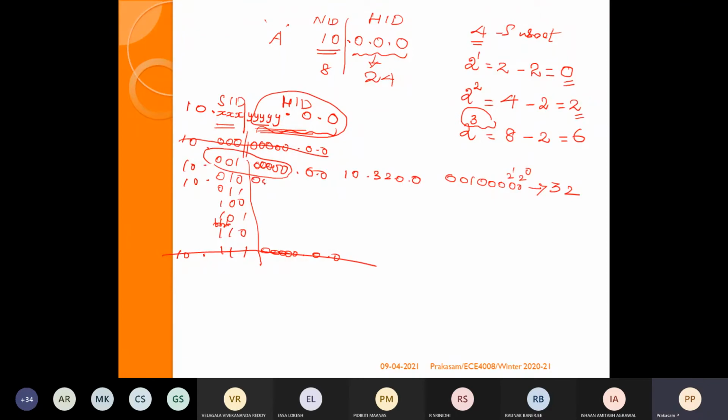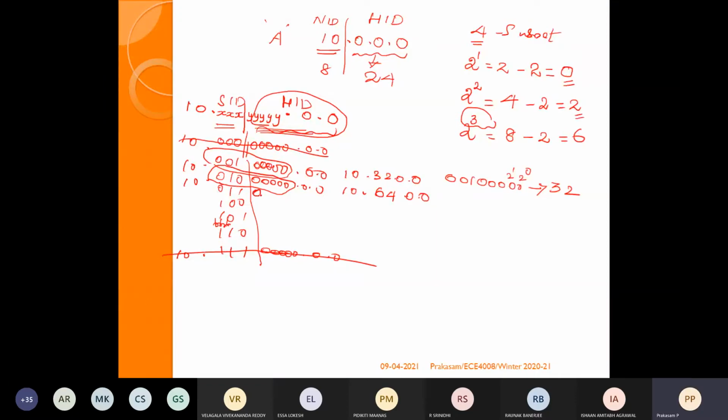Similarly, the second is 0, 1, 0, then 6 zeros. What is the equivalent for this? It is 64.